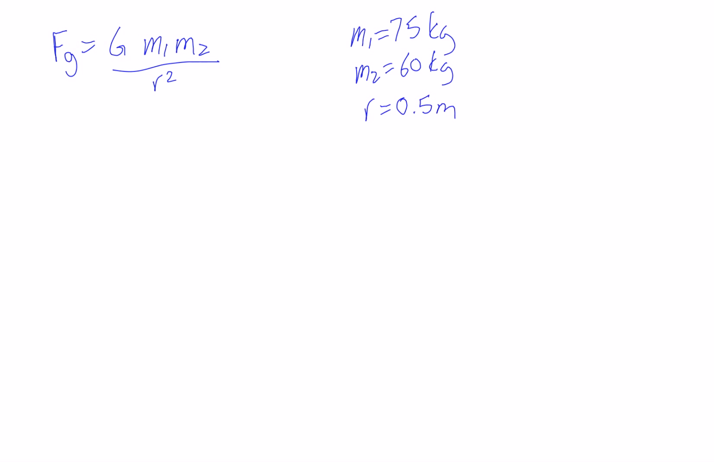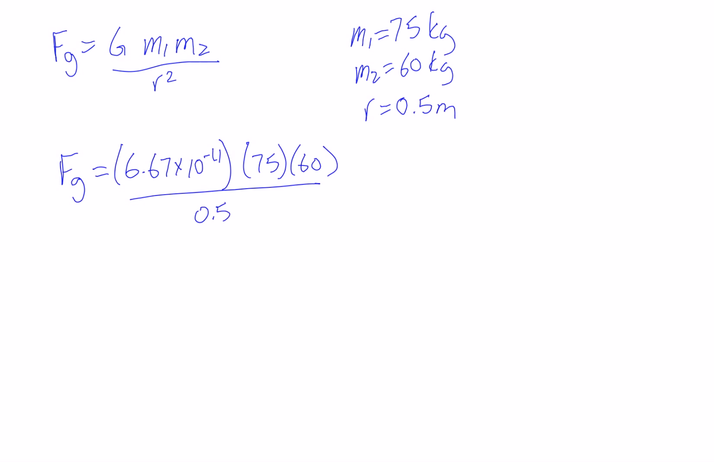Two people standing there will actually have gravity pulling them towards each other, so let's figure out how much that would be. In your formula, type in 6.67 to the negative 11 times 75 times 60 divided by 0.5 squared. It's a little bit more complicated to type these in just because the exponents change a little bit, but it works out exactly the same.